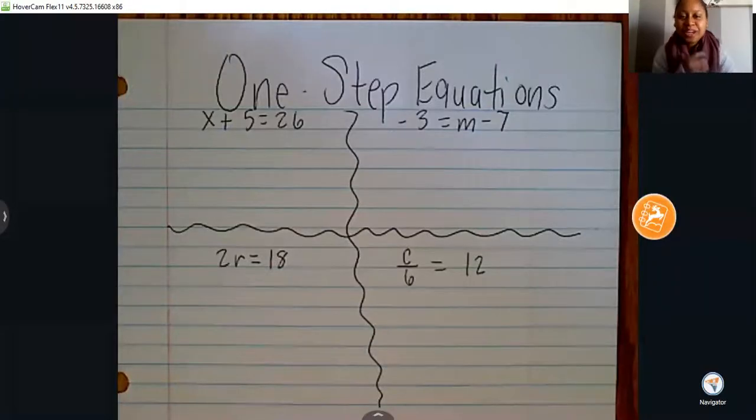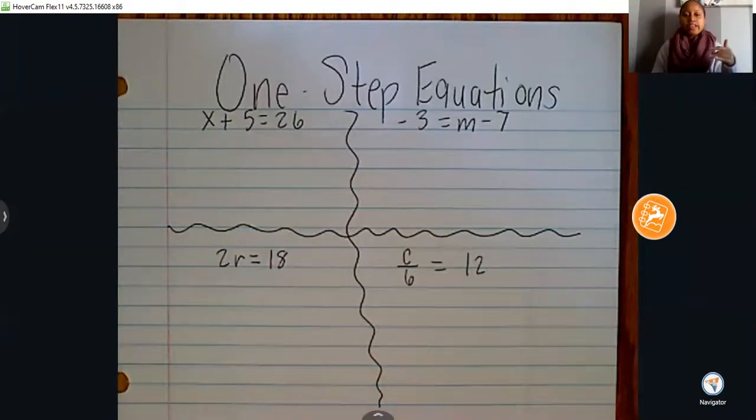Hello. So today we're going to talk about one-step equations and how we solve them. Ideally, anytime you're solving equations, you're always trying to do the inverse operation. So the idea is you want x, or whatever your variable is, to be on one side, and the units or the number on the other side. And that should be the solution.